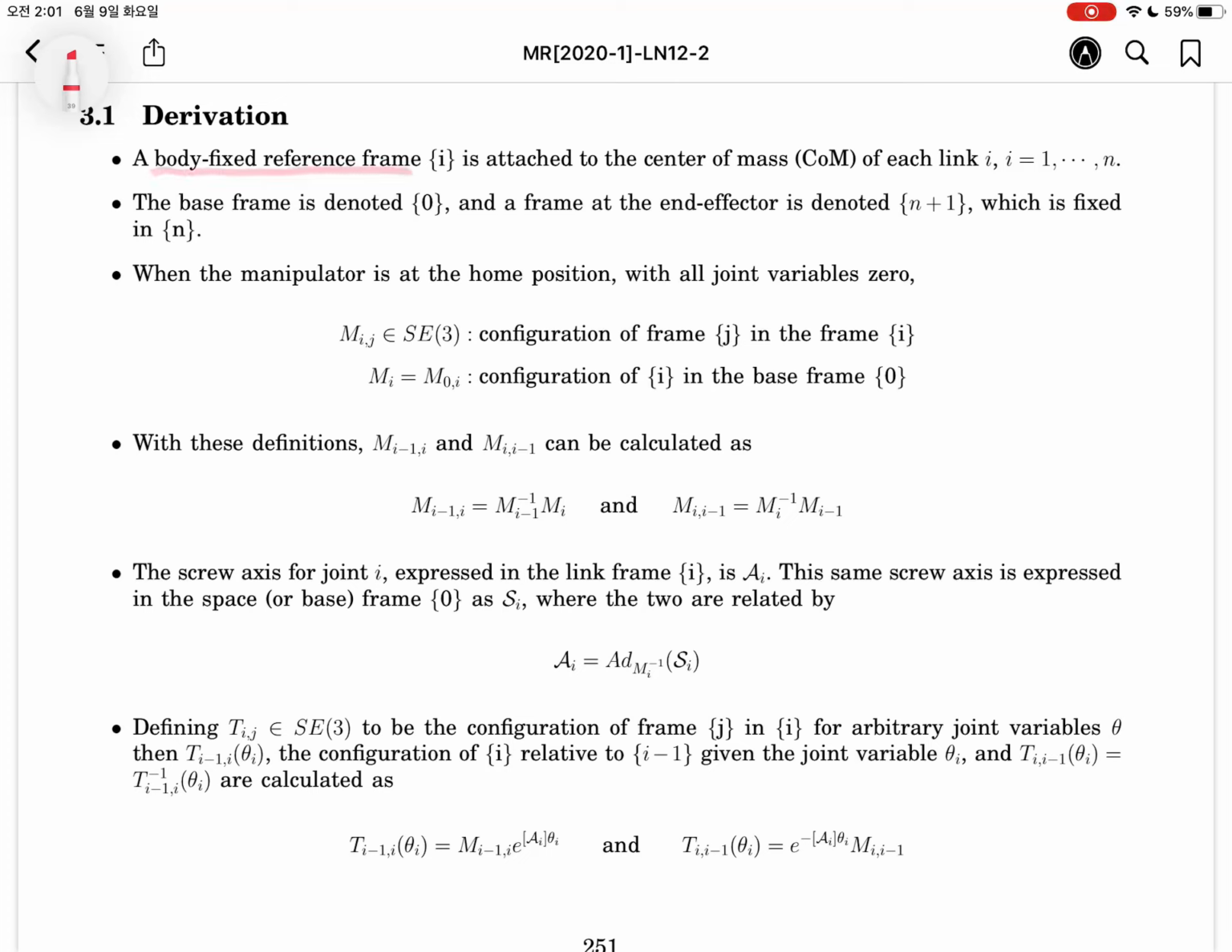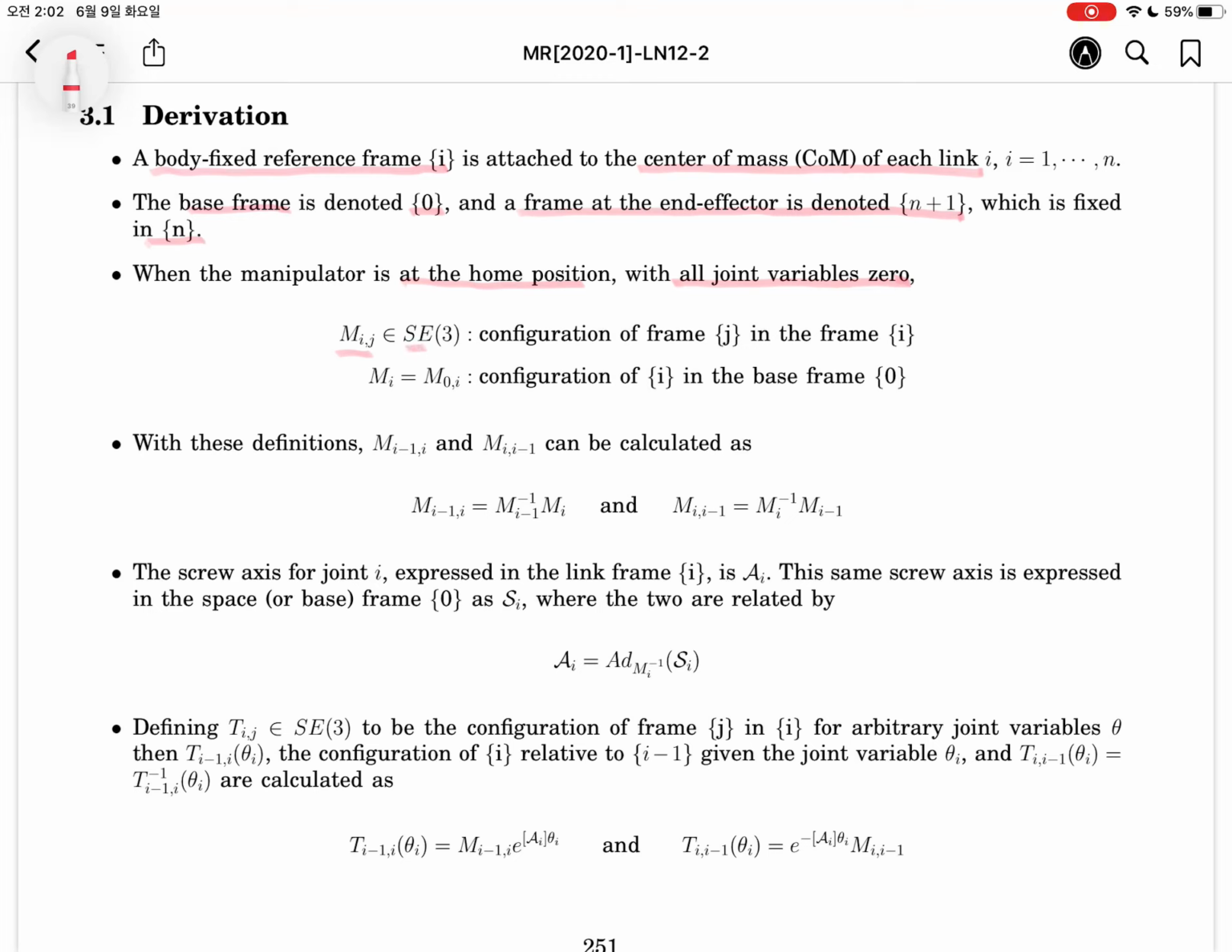A fixed reference frame i will be attached all the time to the center of mass of each link. There is a given condition. The base frame is denoted by 0, and the end effector frame is denoted by n plus 1. It is fixed to frame n. At the home position, all joint variables will be set as 0. At that time, the constant M can be obtained from the home position.